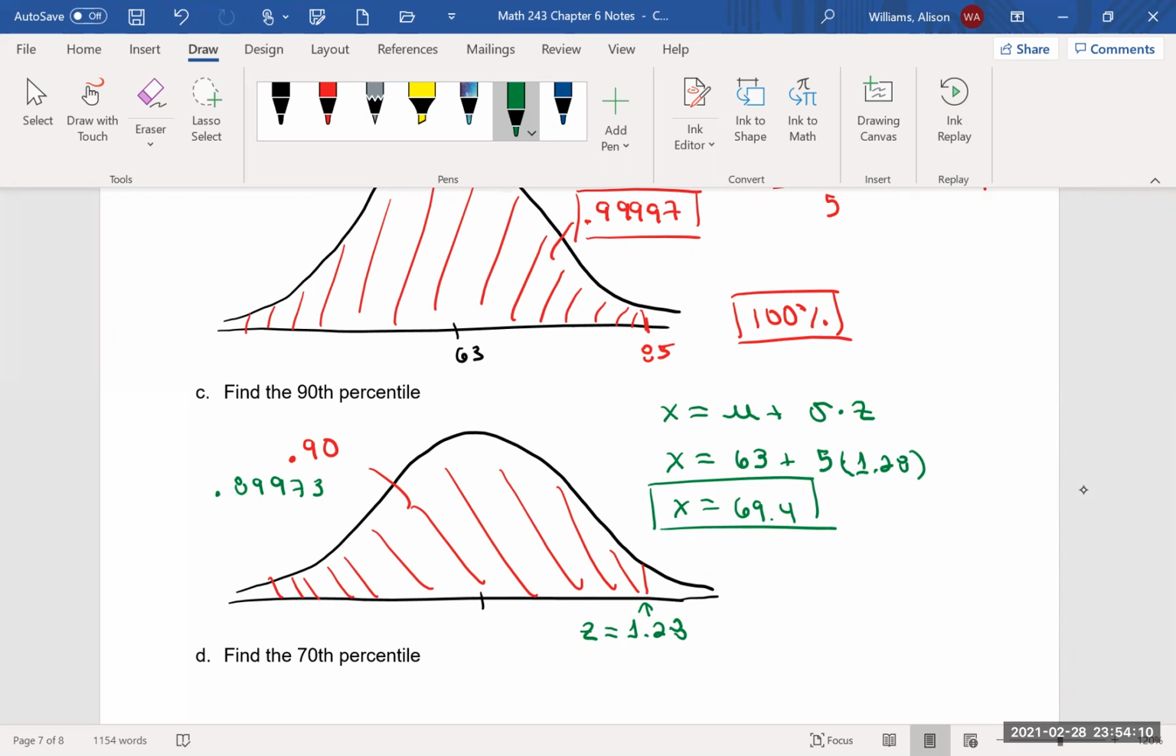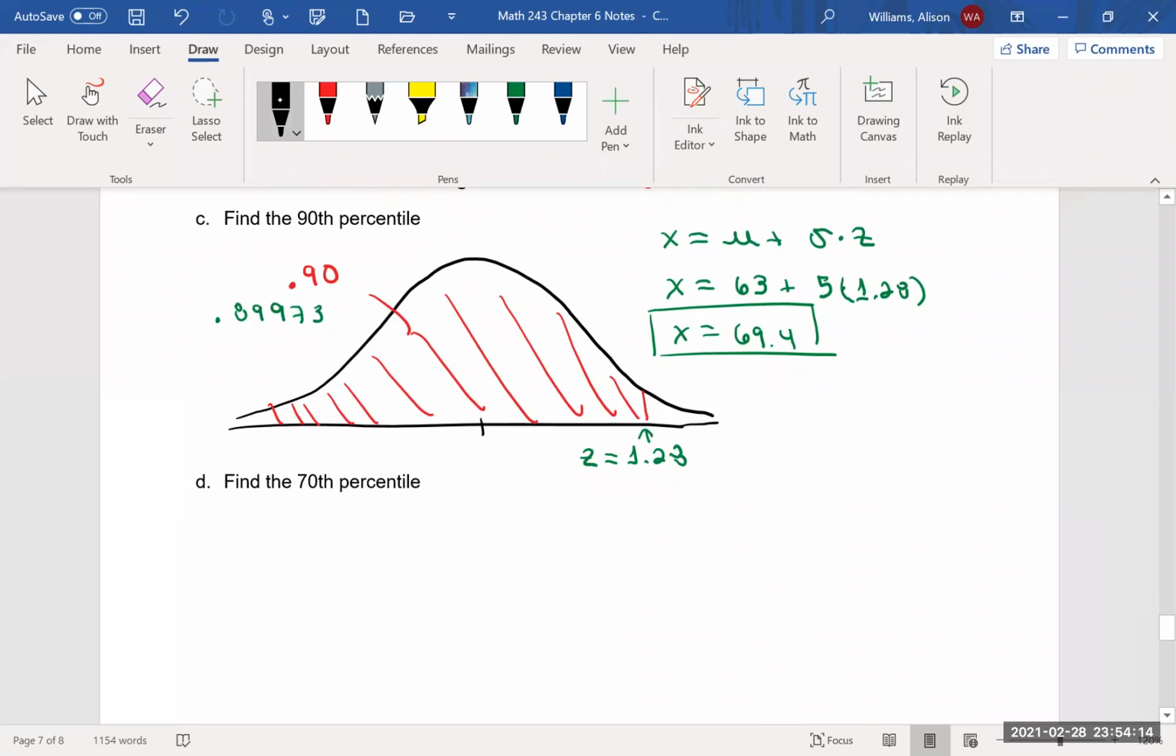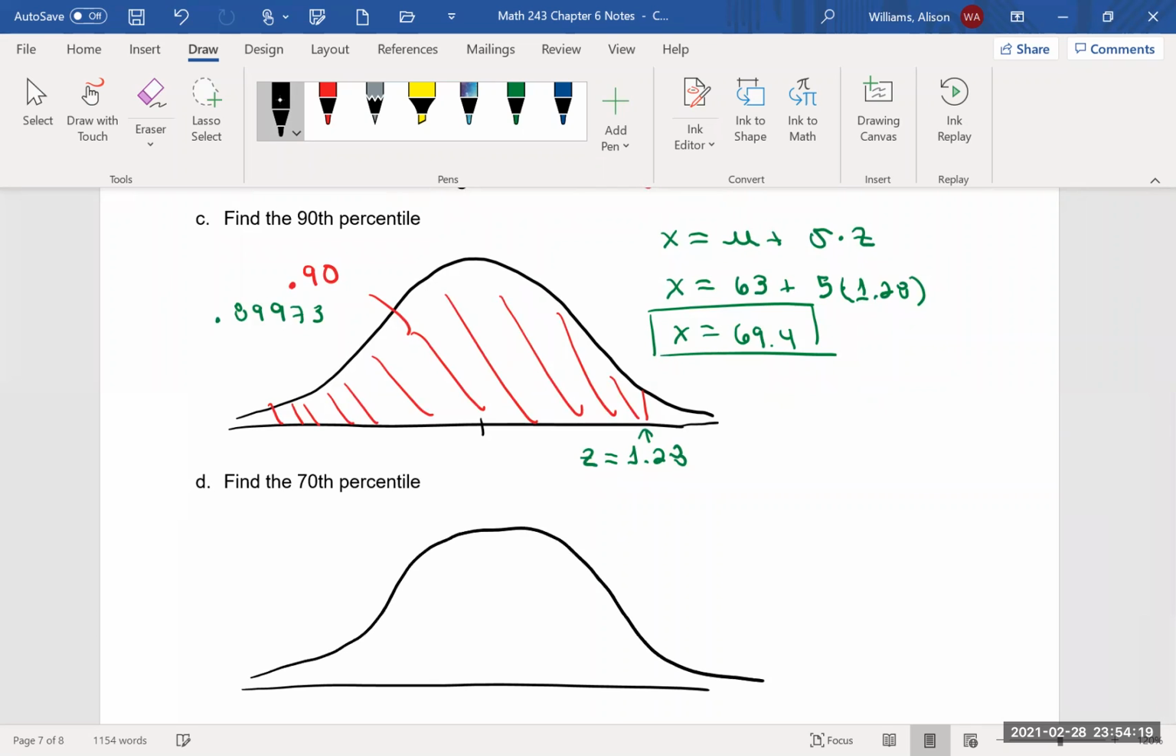Let's try that again. I know that's a little bit more difficult working backwards because it's not as precise. So this one, we're looking for the 70th percentile, which means we're finding a smaller area, but still 70%, so the majority. So we want to find the closest we can to 70% on the table. And I like to write it down because it just helps me keep track of everything.